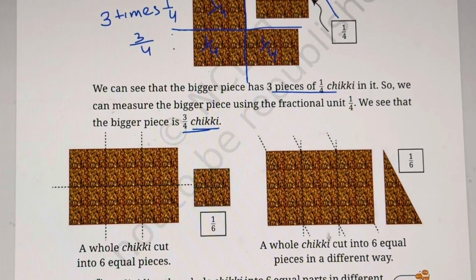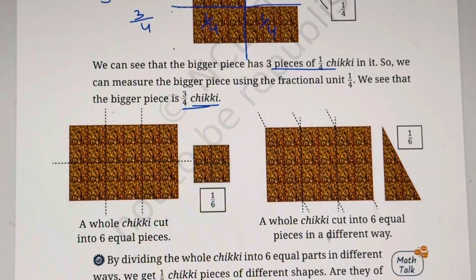Now there is another chickpea given over here. You can see this one, other one. So here it is divided into 1, 2, 3, 4, 5, 6 parts. So each part will be 1 out of the 6 parts. So 1/6. 1/6, right? So each part is 1/6.